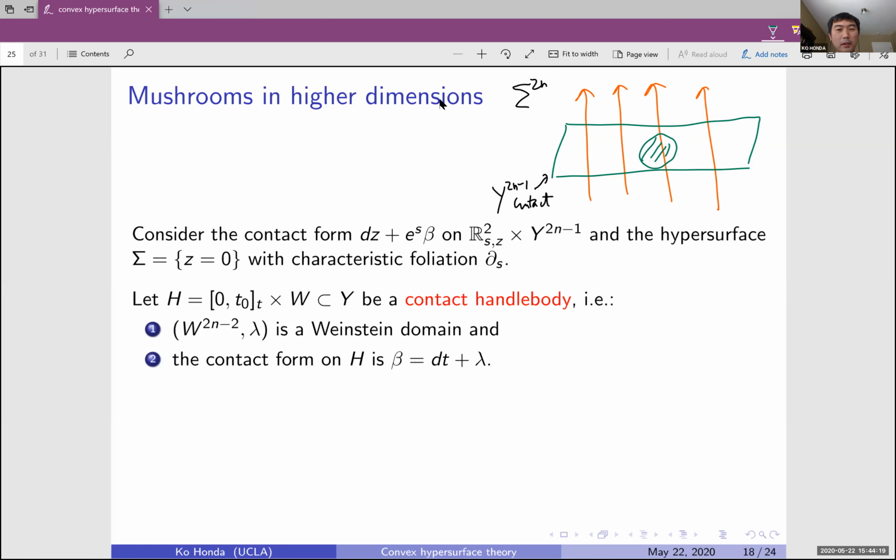So the contact handle body is supposed to be 2n minus 1 dimensional. It's of the form interval times W, where W is a Weinstein domain of dimension 2n minus 2. There are somehow too many dimensions to keep track of, and if you're new to this kind of thing, you might be confused. But Y has dimension 2n minus 1, H has dimension 2n minus 1, W is 2n minus 2, and the interval is one dimension. So you have a Weinstein domain crossed with basically a dt direction. This is called the contact handle body.